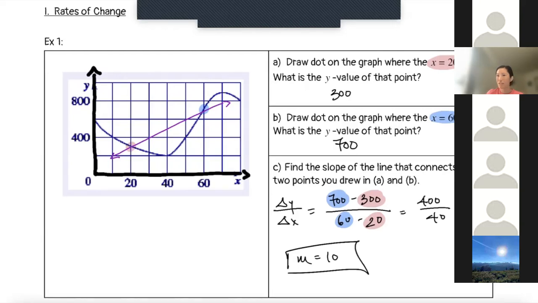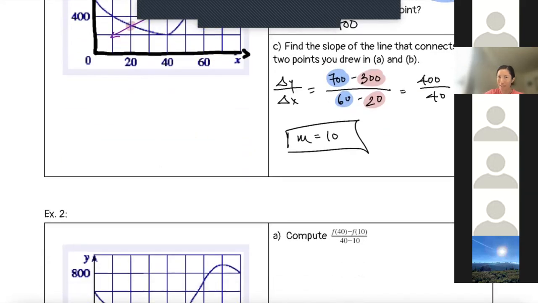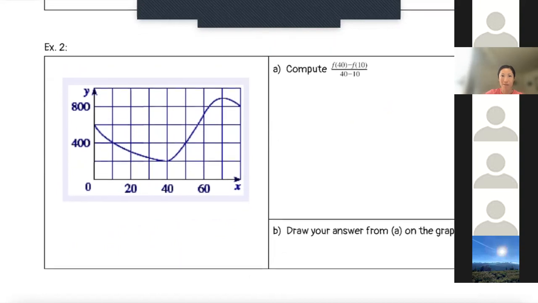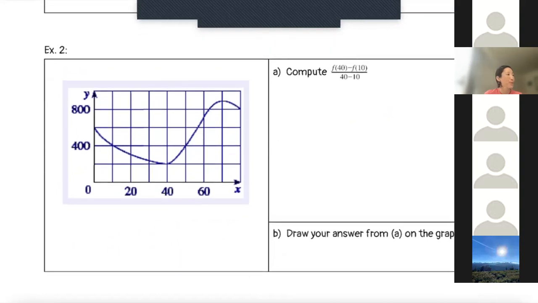All right, any questions about example 1? If you have a question, you're welcome to ask it, even if we move on from question 1, that's okay. Okay, so question 2, slightly different wording here, right?